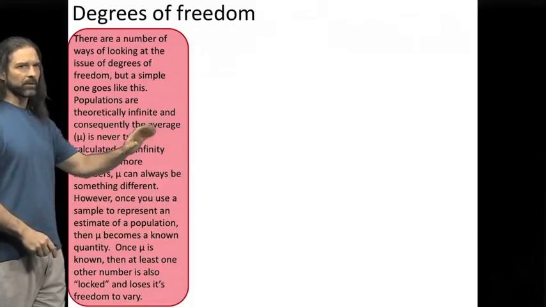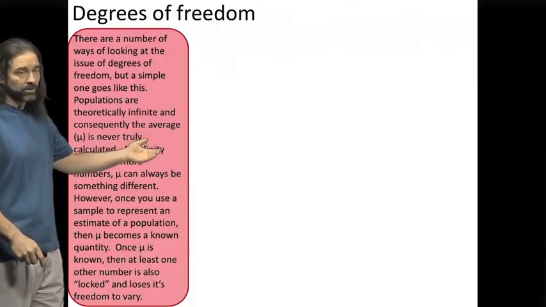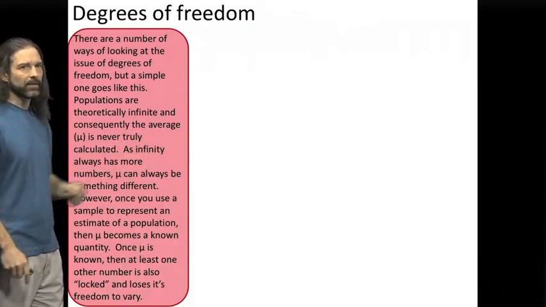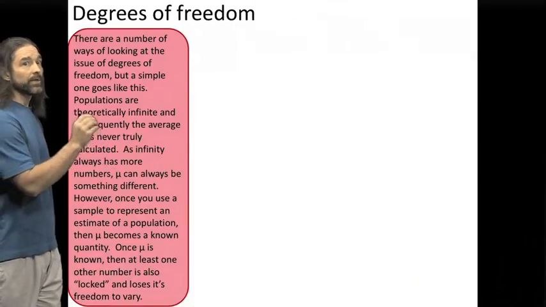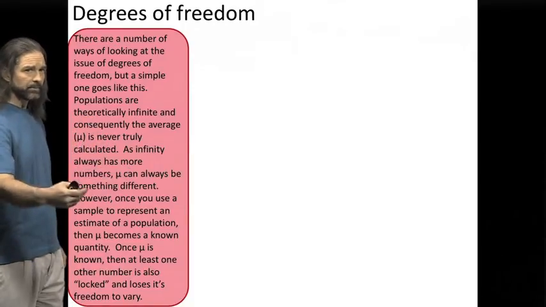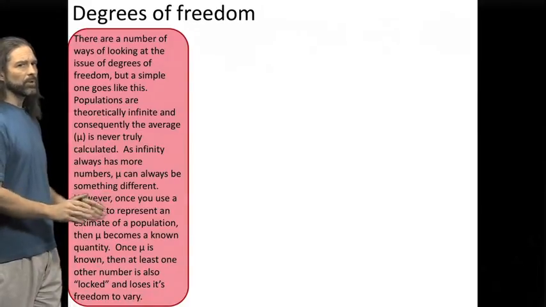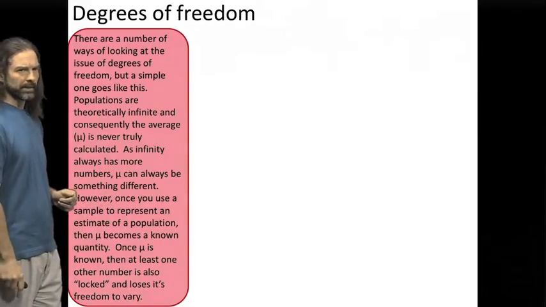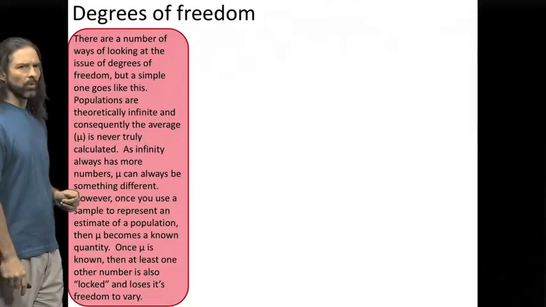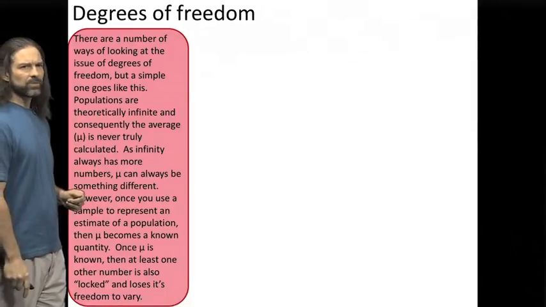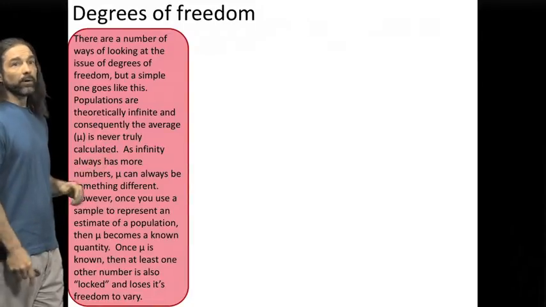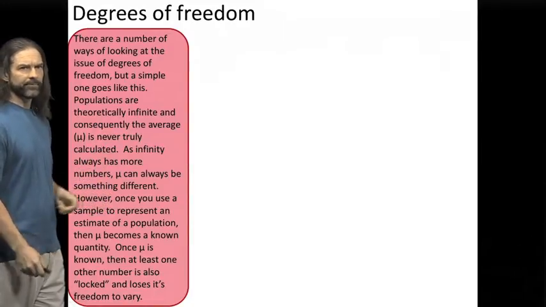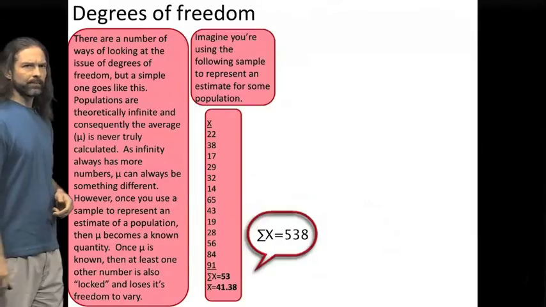However, once you use a sample to estimate the population parameter, then mu becomes known. Remember, if it's infinitely large, mu could always change slightly as I add numbers. But as soon as I say that mu is such and such, because I'm estimating it with my sample, mu becomes a known quantity. Once mu is known, then we're going to find that at least one other number becomes locked in, or it loses its freedom to vary.